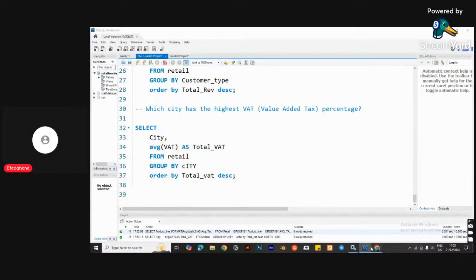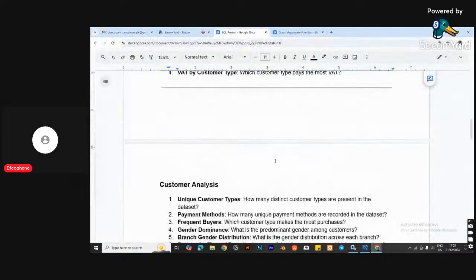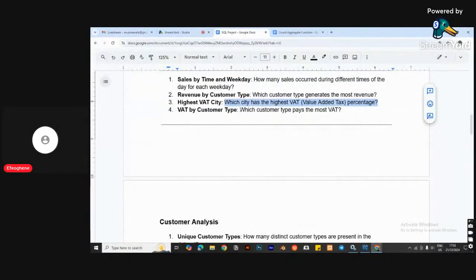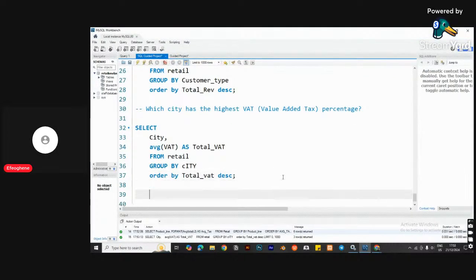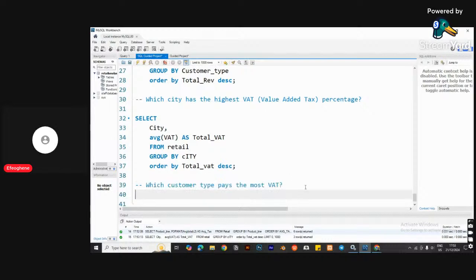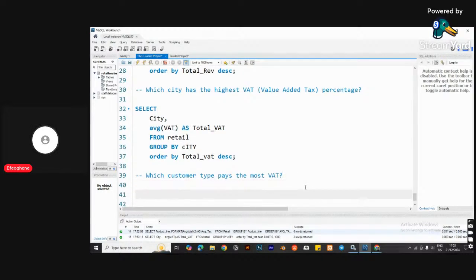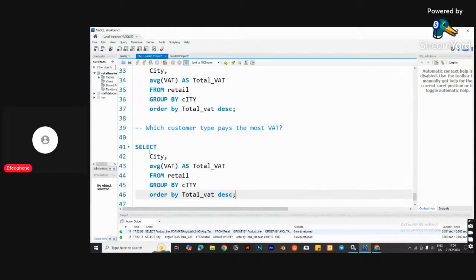All right, so the next question will be, which customer type pays the most VAT? Okay, so you can come over here and say which customer. I think we can still use the same line of SQL statements. So paste it here.